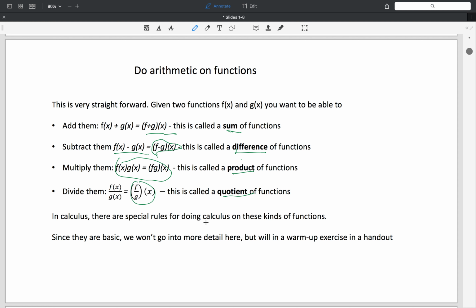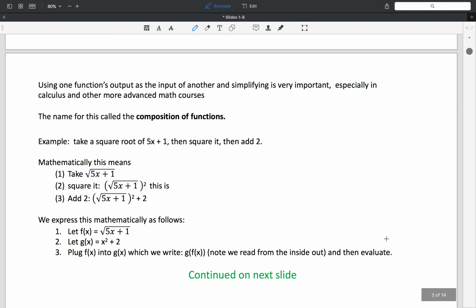Now in calculus, there are special rules for doing calculus on all these kinds of functions. So that's one reason I'm bringing it up. But they're basic, and like I say, we'll do a warm-up exercise in the handout. I'd rather not spend time here on that.